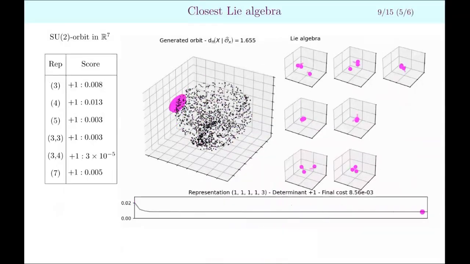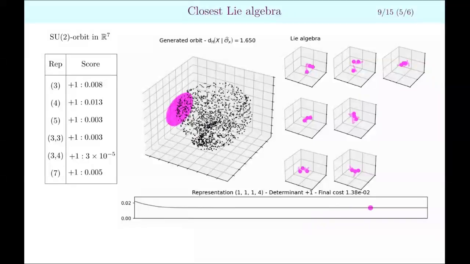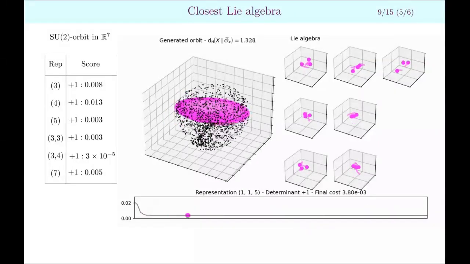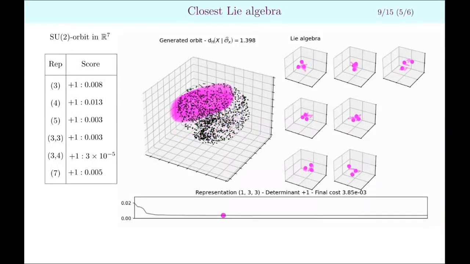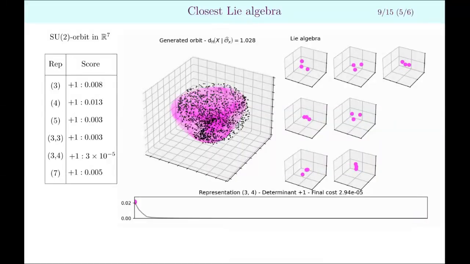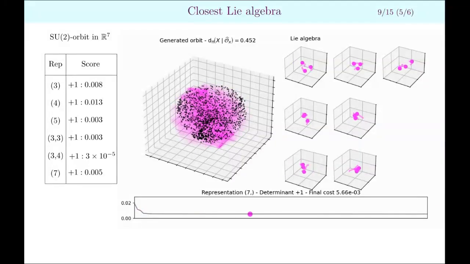And this is the same representation for the symmetrization for representation of SU(2) in R^7. You have all these representation types. I'm omitting the trivial representations. And I think here the best one is this 3, 4. And so this is the one we'll use for the algorithm.